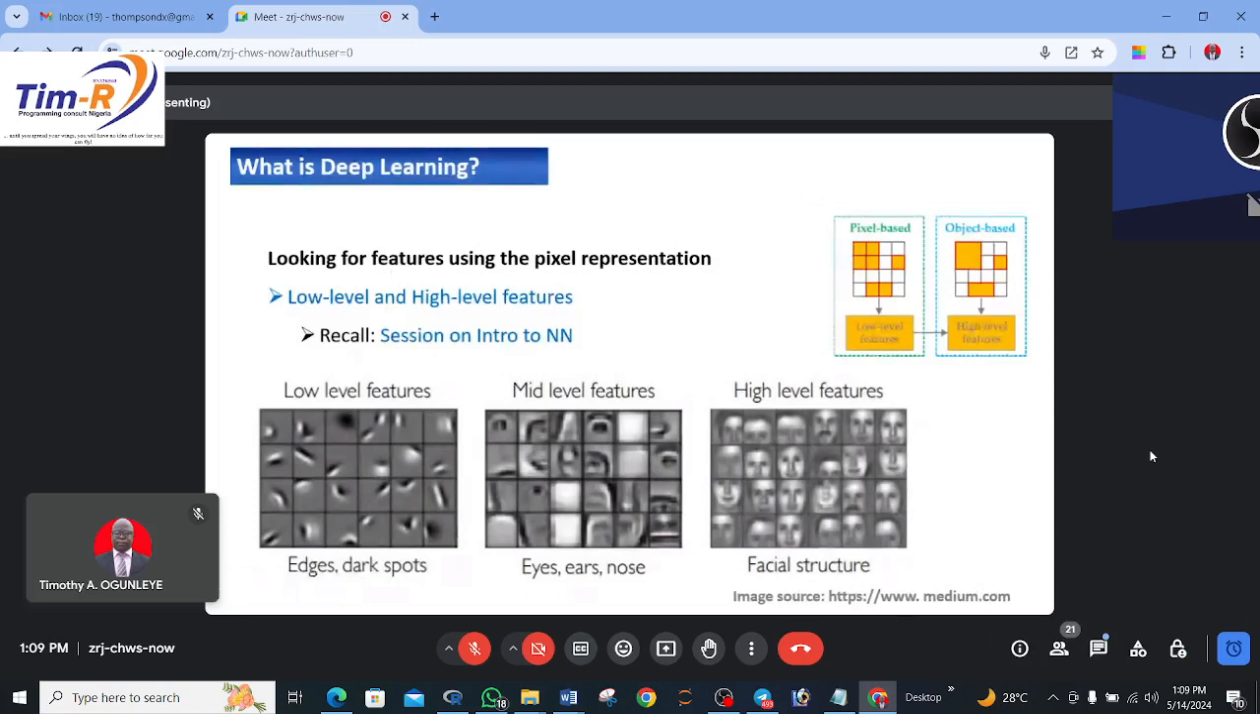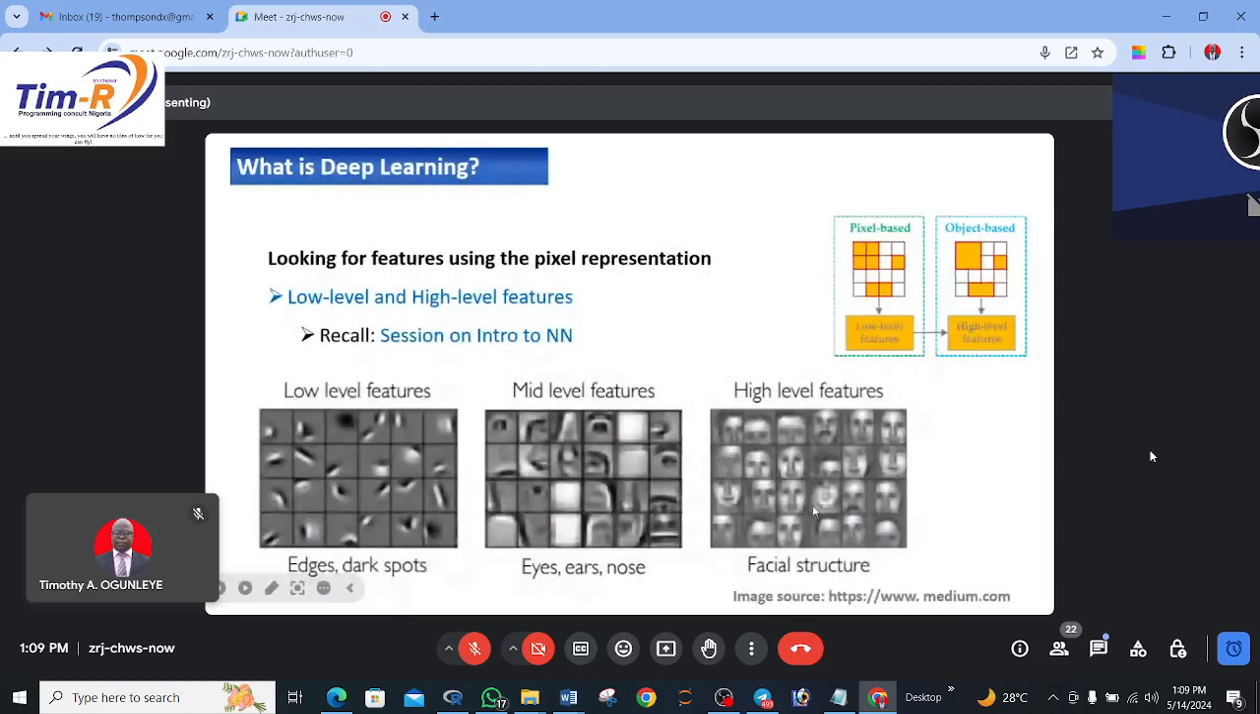For the low level and high level features, we can recall from the session on introduction to neural network where we had this image here. The low level features have to do with edges and dark spots. For the mid level features, we have the eyes, the ears, the nose. And for the high level features, that's the facial structure, so different types of faces.